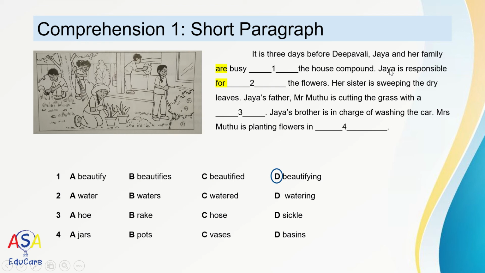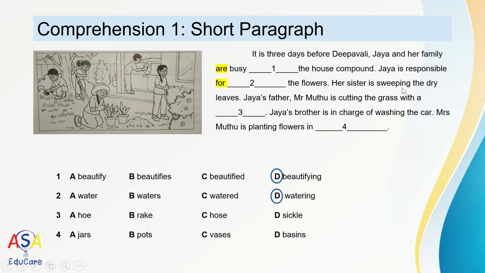Next one. Jaya is responsible. Responsible 是什么？负责啊. So responsible for. There's a keyword here, for also. Usually when for comes out, it is also 正在. For water, waters, watered, watering. So 正在, for watering the flowers. If I put Jaya is responsible for water the flowers, it'll sound a little bit weird. So watering.